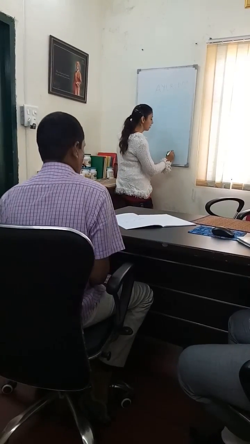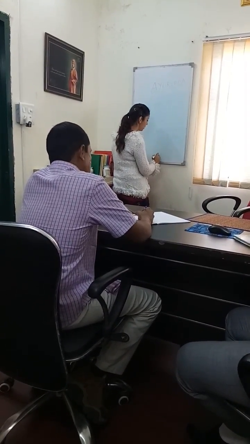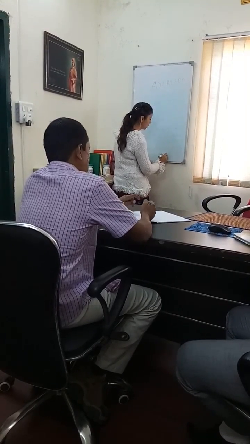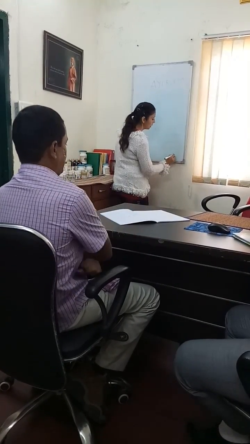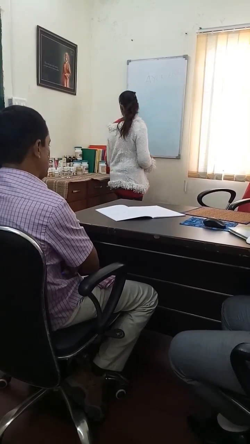Mala means waste of the body. What are the wastes of the body? Stool, urine, and sweat. These are the three wastes in the body. Where lies all the three aspects to treat a disease? Okay?